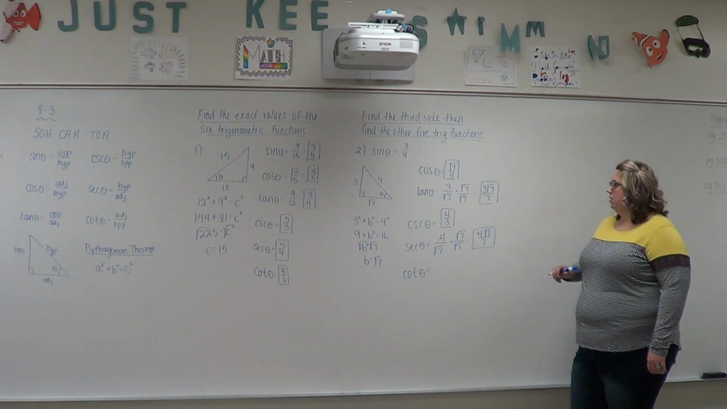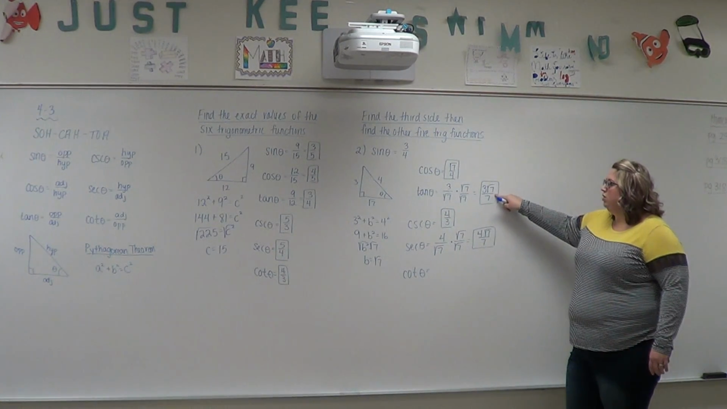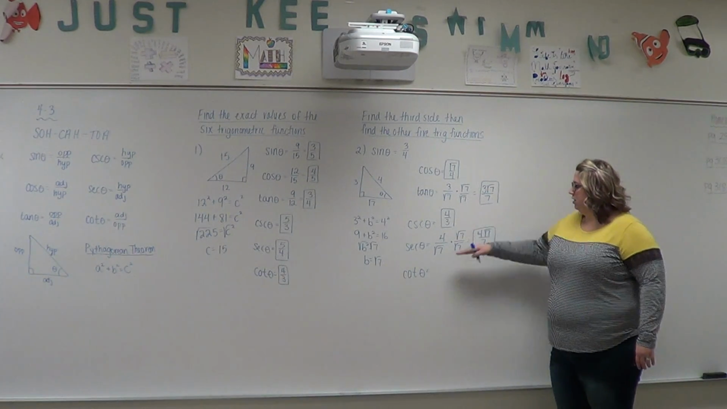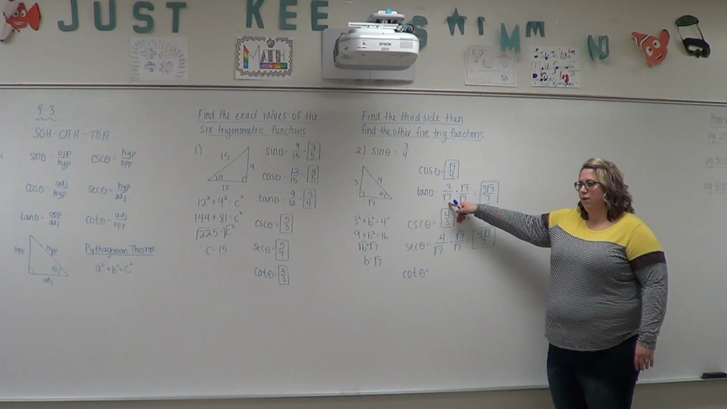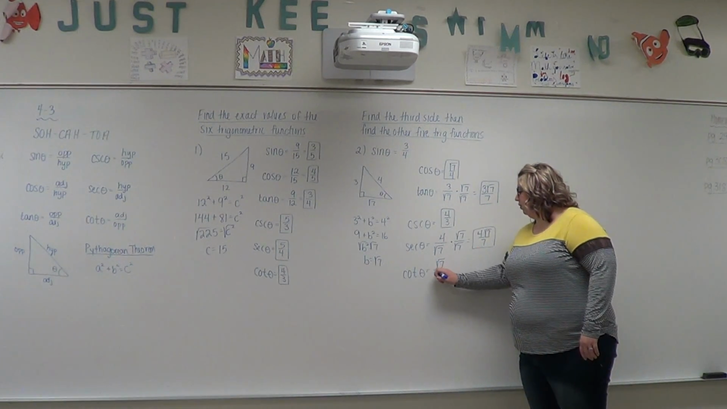Okay, now cotangent, that's the reciprocal of tangent. You can do the reciprocal of the answer you got over here, but then you still have to rationalize it. So why don't you just do the reciprocal of it before you rationalize? That'll save you some time. So this would be square root of 7 over 3.